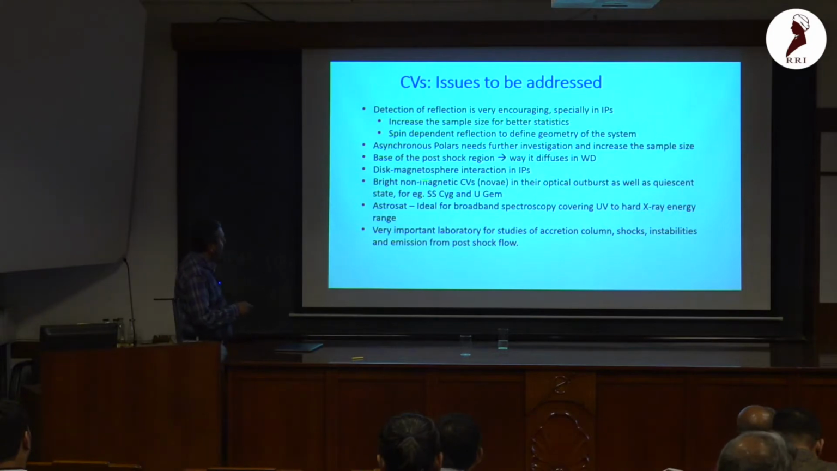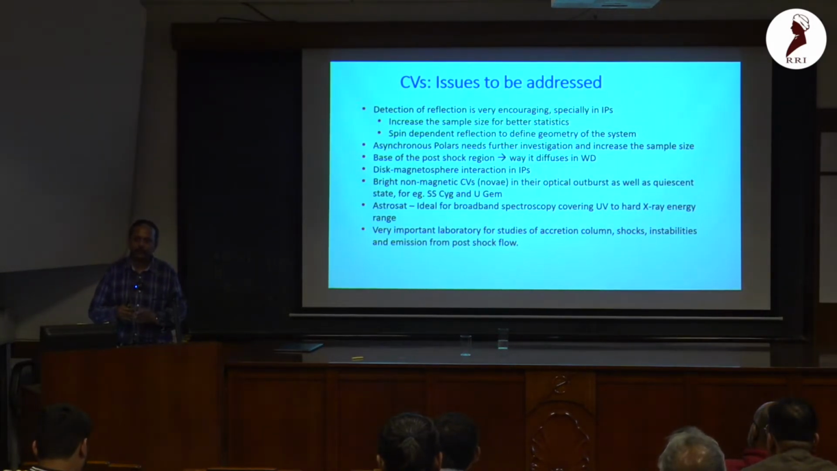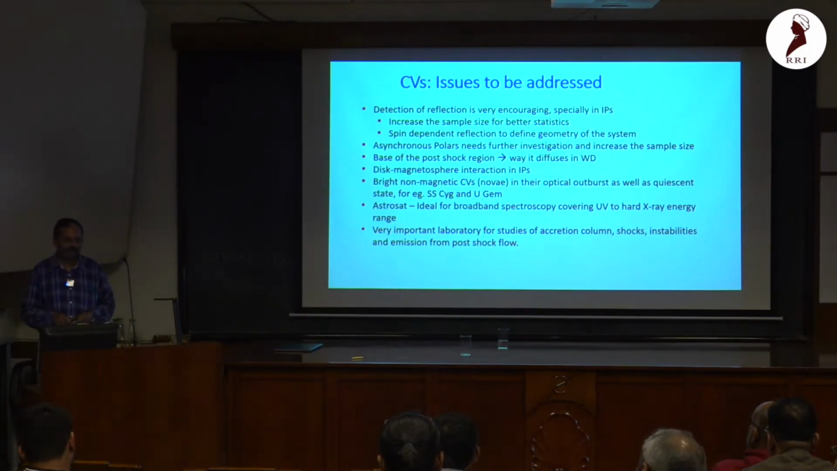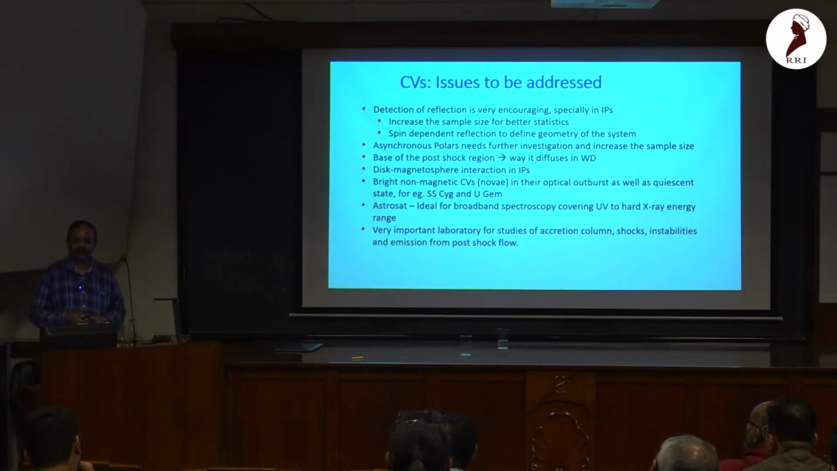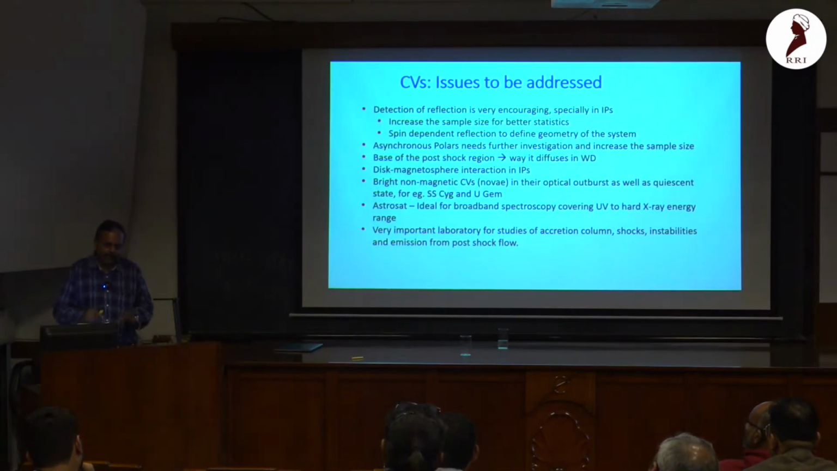Then we have to see bright non-magnetic CVs also and increase the sample for that. Currently, as I told you, AstroSat is kind of an ideal instrument because it covers a broad energy range. Several CVs have been observed, but unfortunately not in a broad energy range. SXT has observed quite a few CVs. So it's a very important laboratory to study the accretion column, shock, instabilities, and emission from the post-shock region. I think this is what I wanted to convey about the CV part.